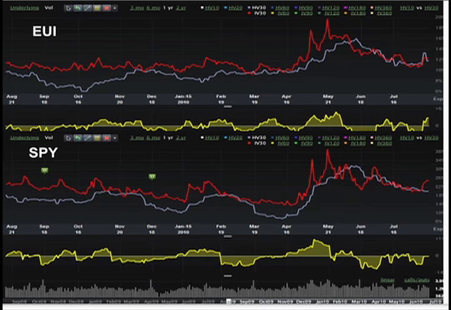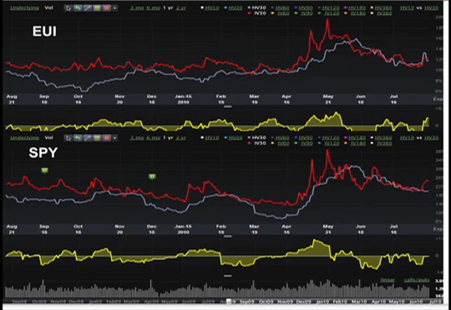Okay, so the next thing I want to do is look at the structure of volatility in EUI versus SPY and notice a couple of things about that, which will hopefully guide us into selecting certain types of strategies. But we have to be careful not to make some premature decisions.